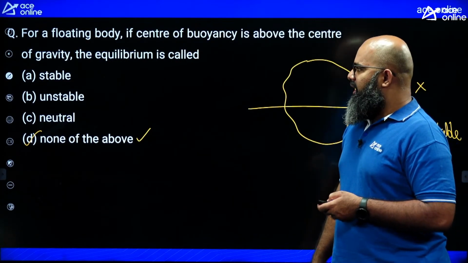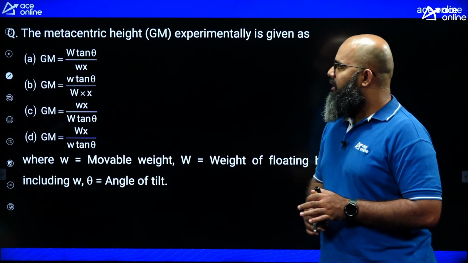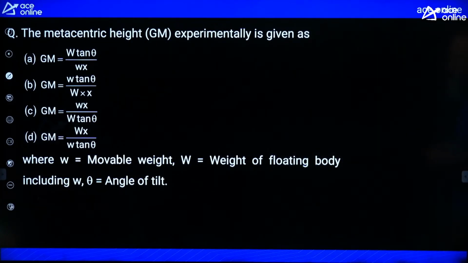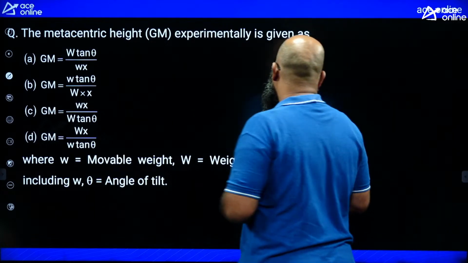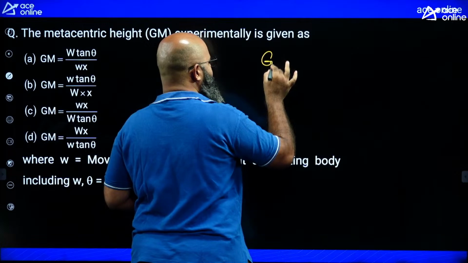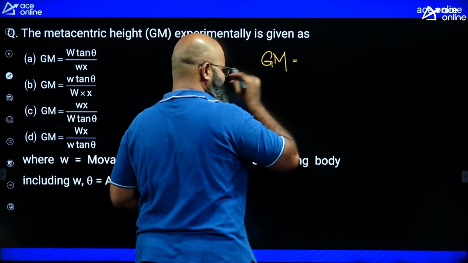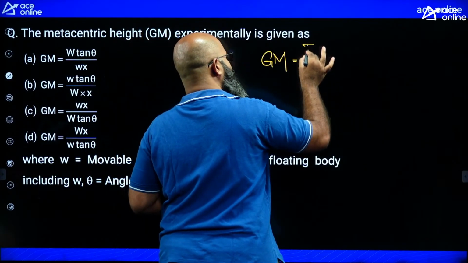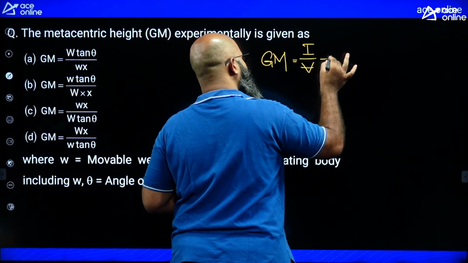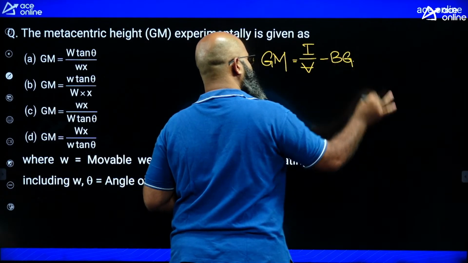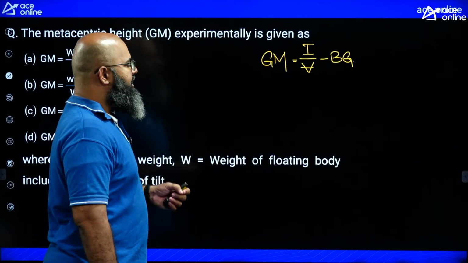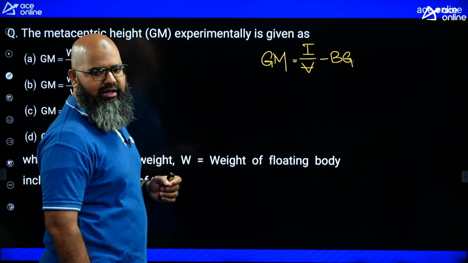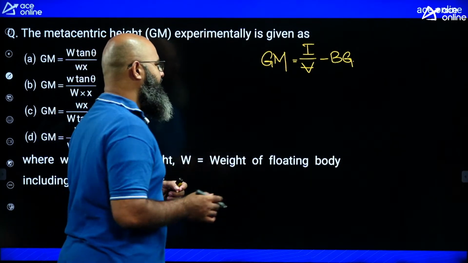Okay. Moving further, the metacentric height experimentally is given by, what is the formula for metacentric height experimentally? Let me recall the formula. There are two formulas basically for metacentric height. Let us talk about both the formulas very quickly. One formula for metacentric height is I by V minus BG. I is minimum area moment of inertia, V is volume of fluid, BG over here is the distance from center of buoyancy to center of gravity.